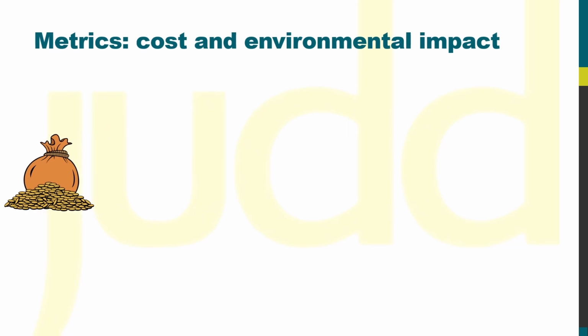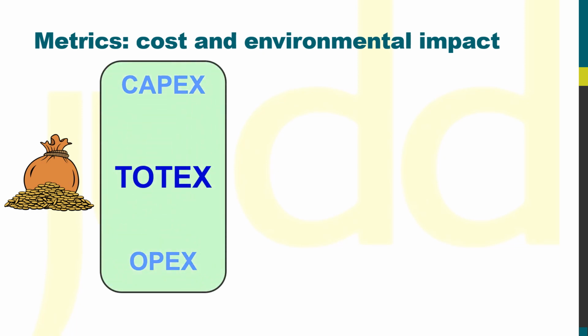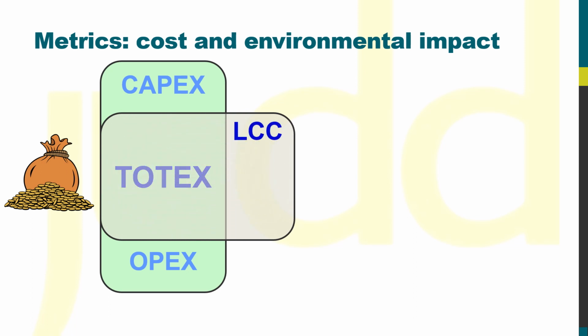Cost, or expenditure, is usually assigned as either capital, or investment, or operating, or running. So, CAPEX or OPEX for short. The combination of CAPEX and OPEX can be termed TOTEX, that's total expenditure, and various parameters or terms can be used to represent TOTEX, including life cycle cost, net present value, return on investment, and internal rate of return.